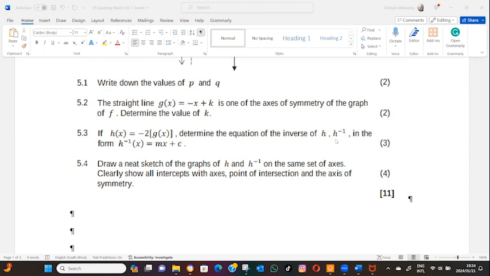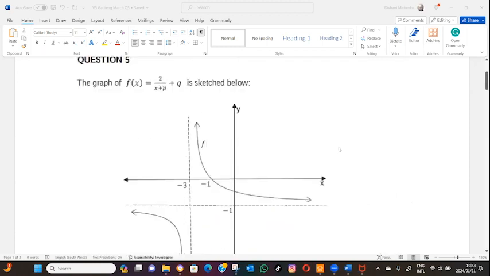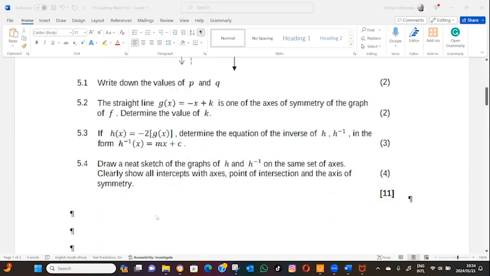So I'm not going to waste too much time. I am going to continue from question 5. This is a Gauteng grade 12, March 2023 paper, which I've been doing. Without waste of time, let us go into the questions.